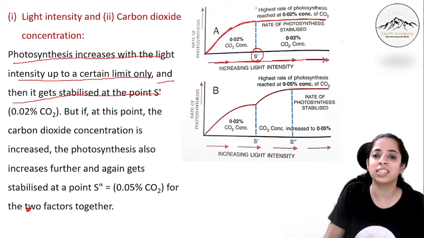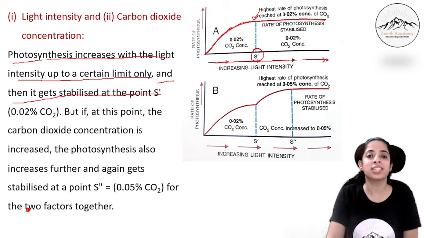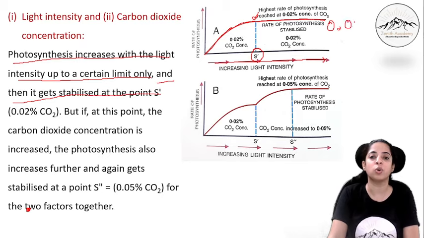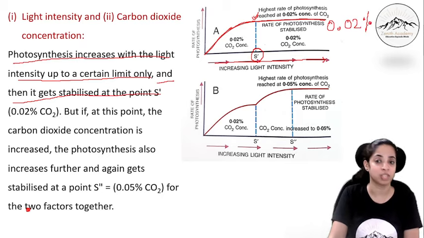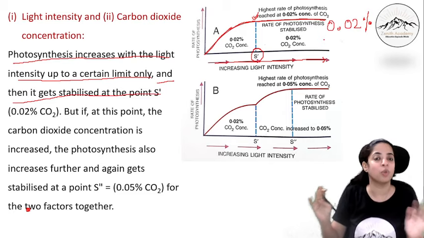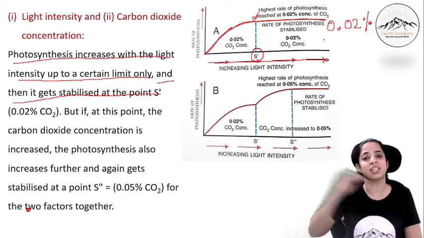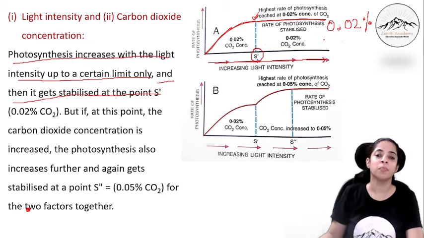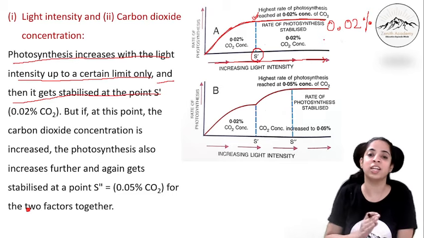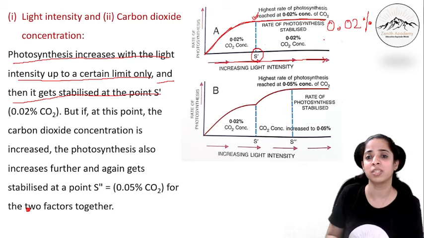This point is the highest rate of photosynthesis. And when is it reached? If I compare it with concentration of CO2, this is happening at 0.02% concentration of carbon dioxide. So when I keep the concentration of carbon dioxide constant at 0.02% in the air, this is how it increases with the increase in intensity. Initially it will increase, but after a certain point it will not increase, it becomes stabilized.